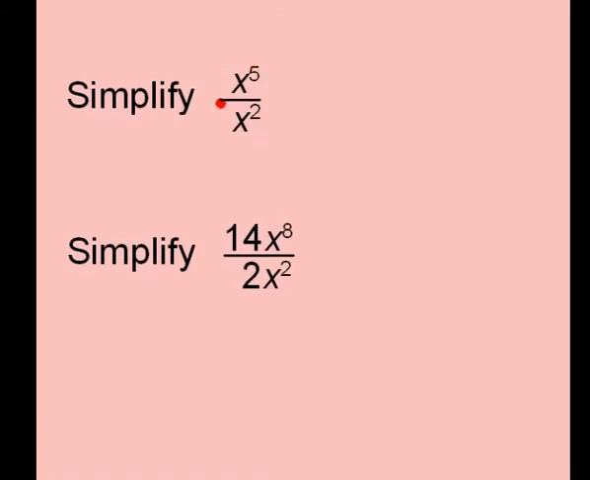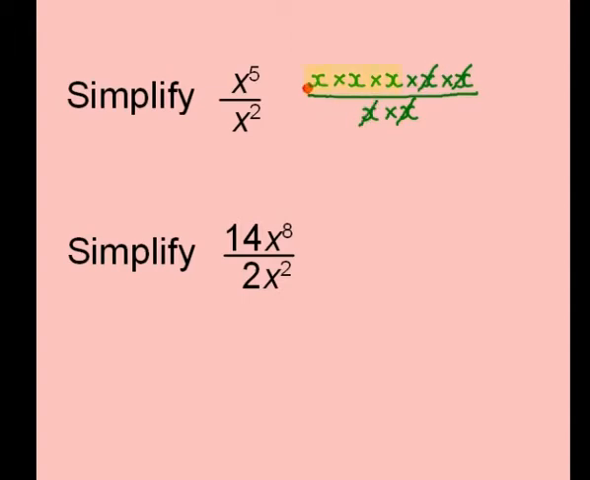To simplify this, I know that x to the power of 5 is x times x times x times x times x. This line means divide, and x to the power of 2 means x times x. Now, because this is a fraction, I can divide the top and the bottom by the same number. So I can divide by x first of all, and then by another x.